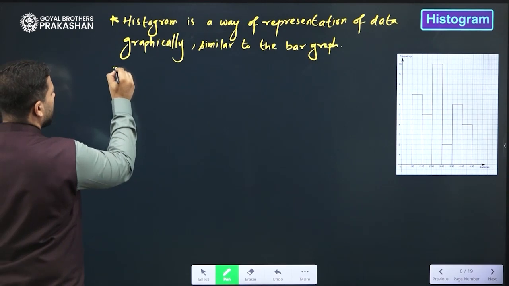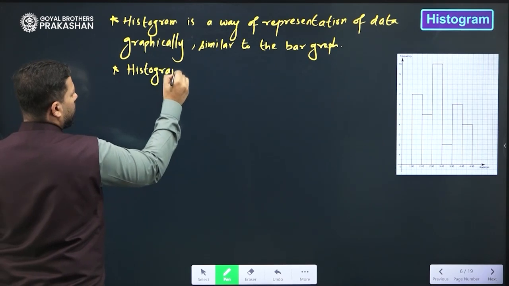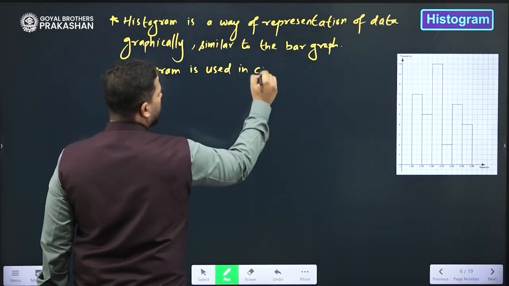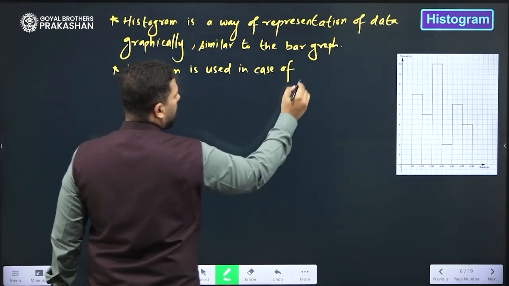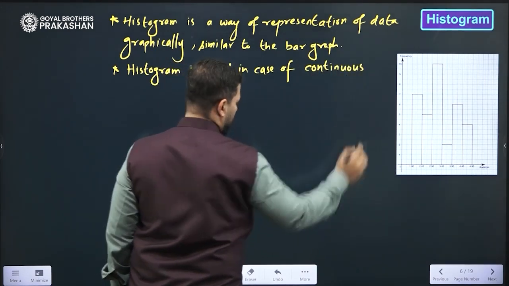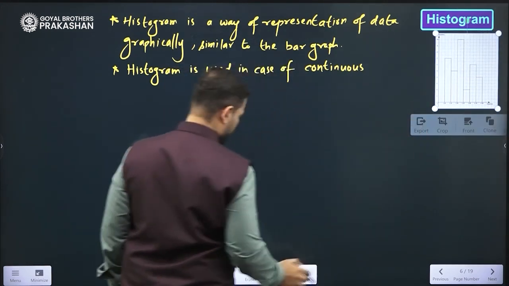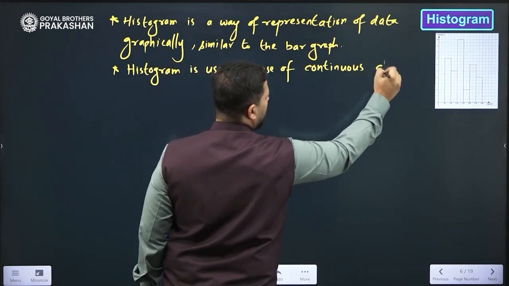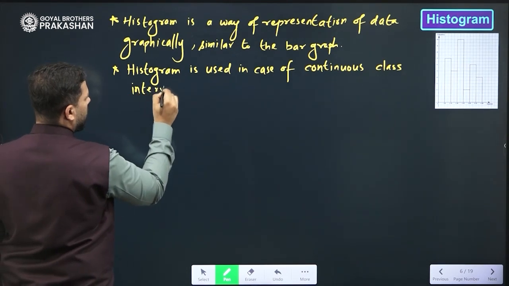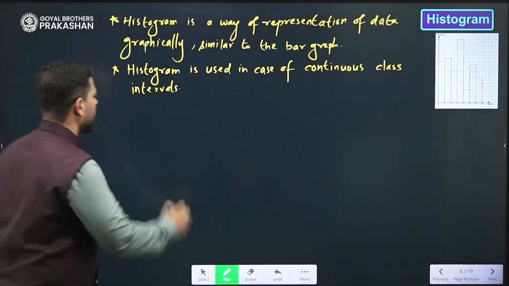What is the change? Histogram is used in case of continuous class intervals, right? So histogram is used in case of continuous class intervals.